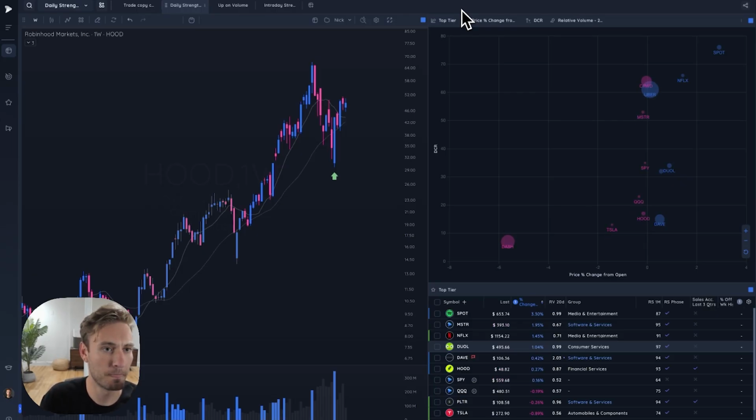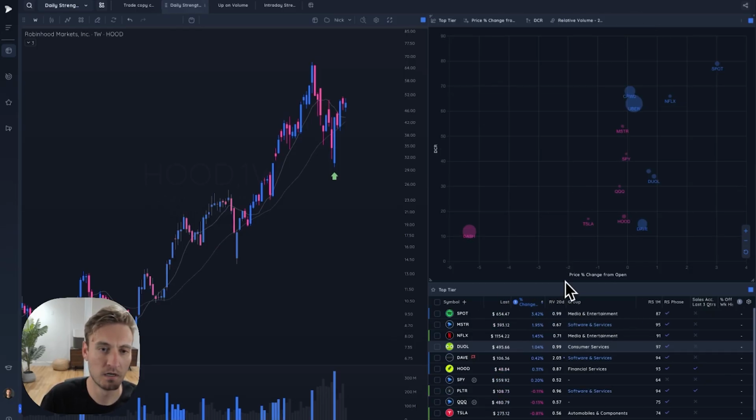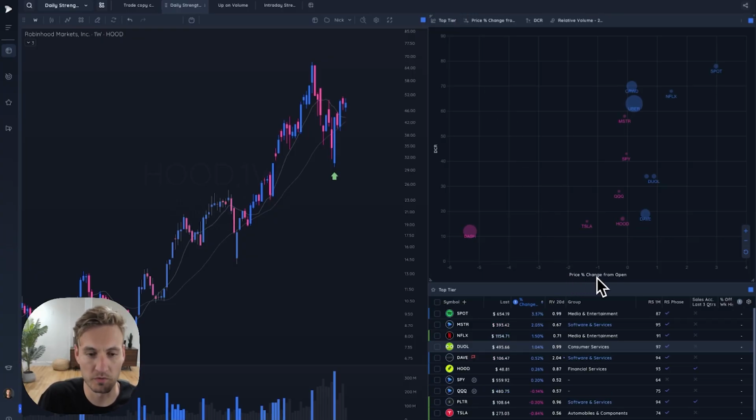I'm going to show you today how I personally like to use this setup for myself. So this dashboard is made of three widgets. I have the chart over here, my bubble chart here, and then my watch list over here. My bubble chart is made of three data points. There's three variables here. The x-axis is price percent change from open.